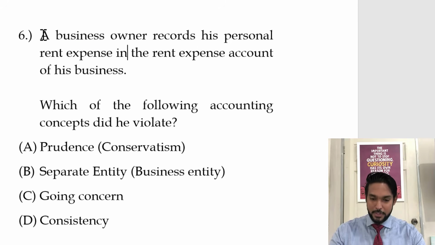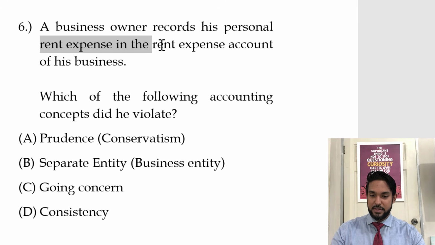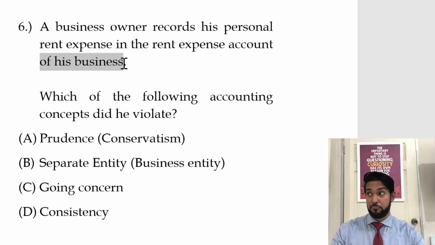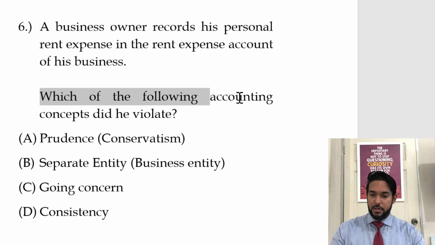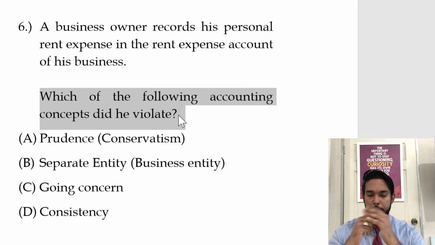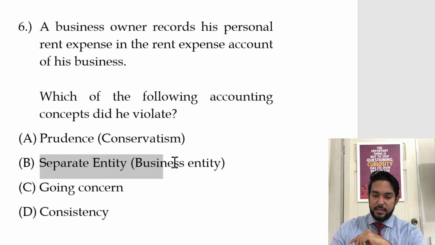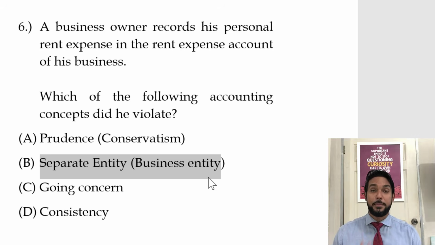Anyhow, sorry. A business owner records his personal rent expense in the rent expense account of his business. I'm not sure he's supposed to do that. Which of the following accounting concepts did he violate? The answer here is the separate entity or business entity concept. This concept states that the accounting records of the business must be kept separate from those of the owner. The business is its own legal entity, and as such, its records must be kept separate from the owner's. The owner can't be putting his stuff randomly inside the business. That's not supposed to happen at all. So this separate entity or business entity concept is what is being violated in this question.